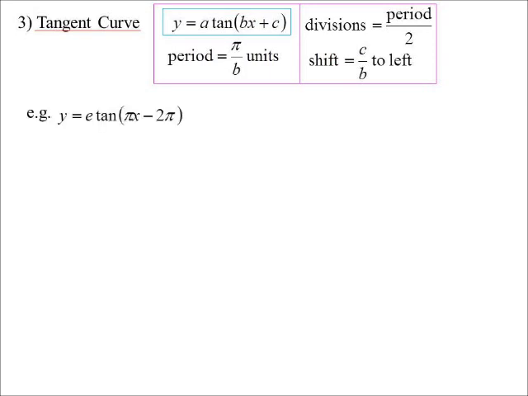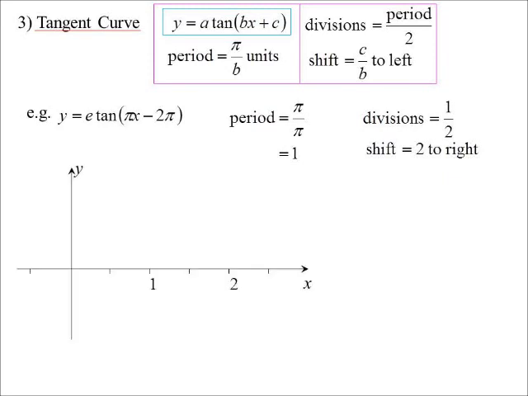So we're going to draw, whoa, e tan pi x minus 2 pi. I mean, really, I could throw any number out the front because I'm not worried about the amplitude. The only thing I have to watch out for is if it was negative, then it would be upside down. Okay, the period is just 1. So I'll mark my divisions off every half. And this one we're shifting 2 to the right. Yep, let's mark them in.